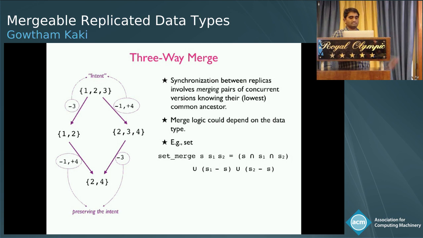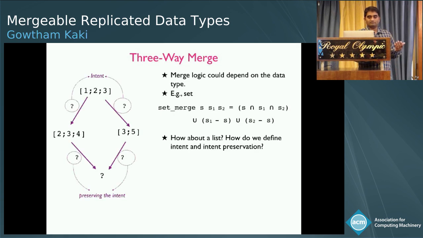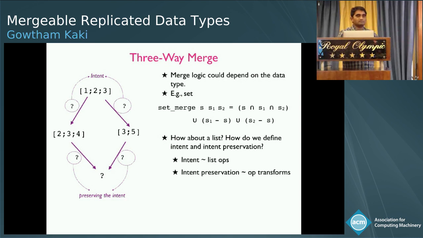Okay, so this is simple enough, but how about more complex data structures? Let's consider a list. How do we define intent and intent preservation? If we try to naively extend the approach that we used for sets, we might define intent in terms of list operations and intent preservation in terms of operational transforms. For example, insert at position I will become insert at position J after transformation, etc.